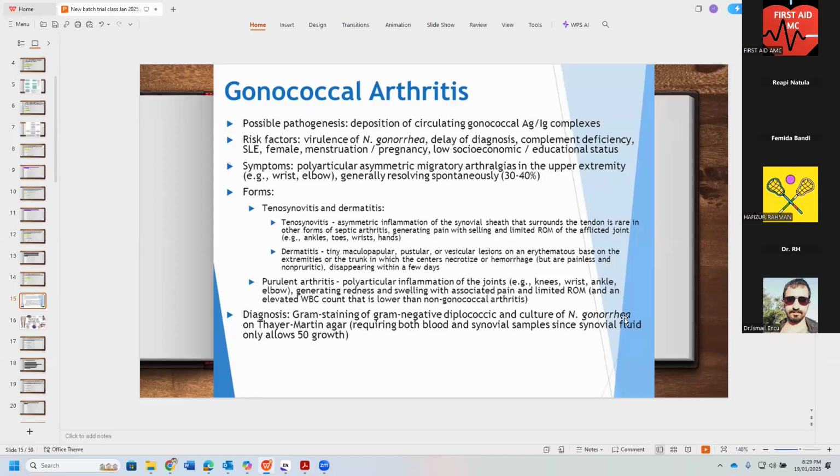And they have many types of dermatitis. It can be tiny maculopapular rashes, pustular rashes, or vesicular lesions with erythematous bases on the trunk and extremities, but most of the time painless. Sometimes if it's left untreated, it can cause septic arthritis as well. For diagnosis, we do gram staining for gram-negative diplococci and culture, and we treat it with antibiotics.